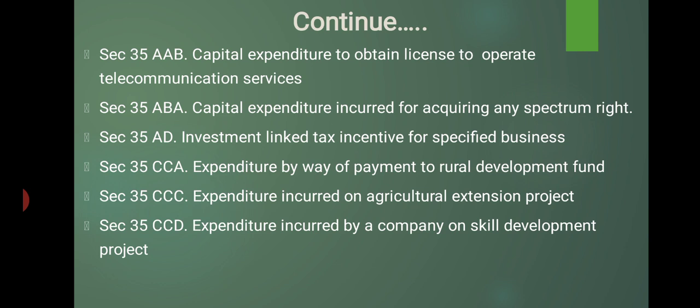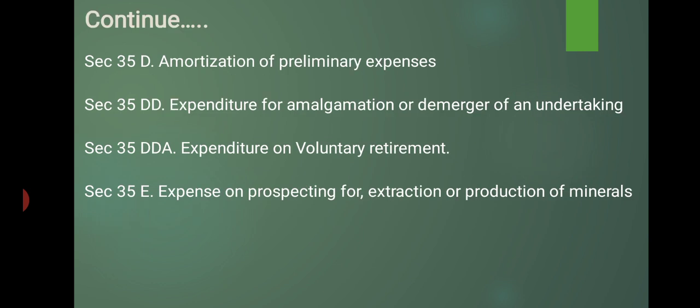The next one is amortization of preliminary expenses. We know what is meant by amortization. Any preliminary expenses are allowed as a deduction under this section: an amount equal to 1/5, that is 20%, of total preliminary expenses each year for 5 years starting from the year in which the business has commenced. That is, 1/5 percentage. That is, 20% of preliminary expenses can be amortized in equal 5 installments.